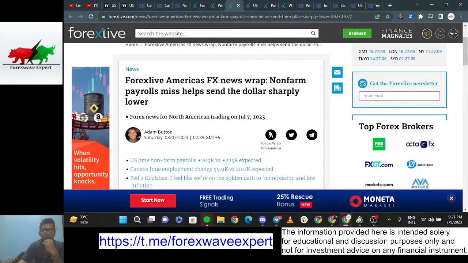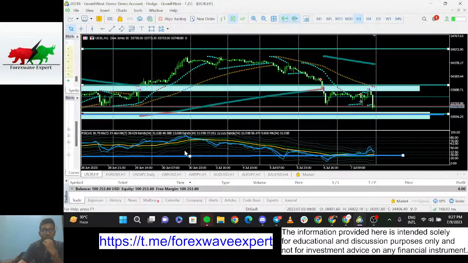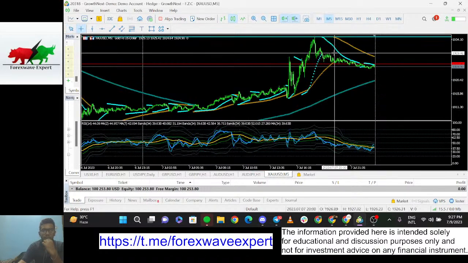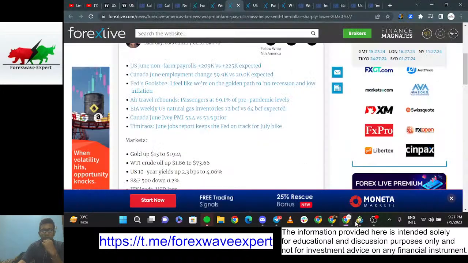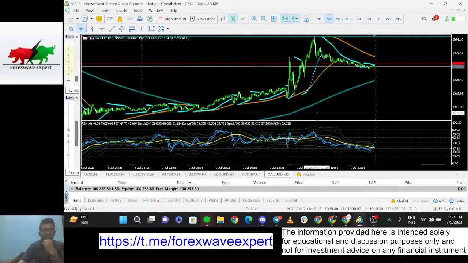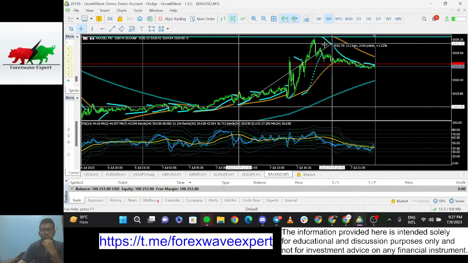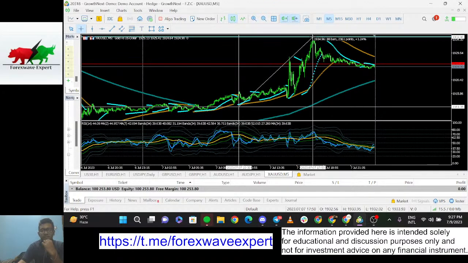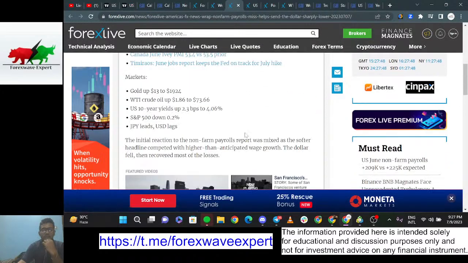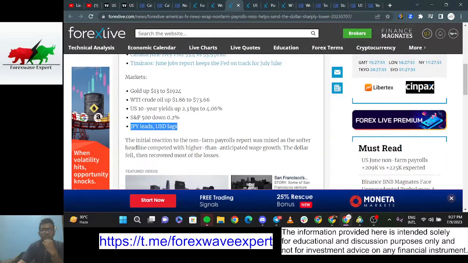We have another piece of news on the same website: non-farm payroll misses helped send the dollar sharply lower. How? Let's take a look. The NFP value has been telling us that the dollar falls sharply lower. As the dollar is lower, gold is going to go bullish. On the last day, from the good liquidity zone, it jumped 200-plus pips on gold. Now we can see how it actually happened, and we also saw this scenario the previous week.